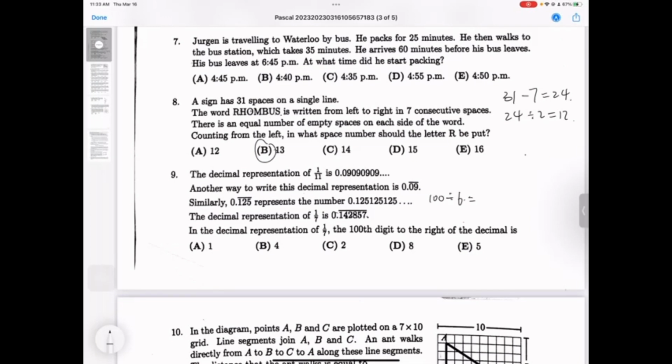And let's do the division really quickly. 6 times 6 is 36, and the remainder is 4. So we know that the remainder is 4, so this is basically the 4th digit of the sequence. So 1, 2, 3, 4, so the answer is D.